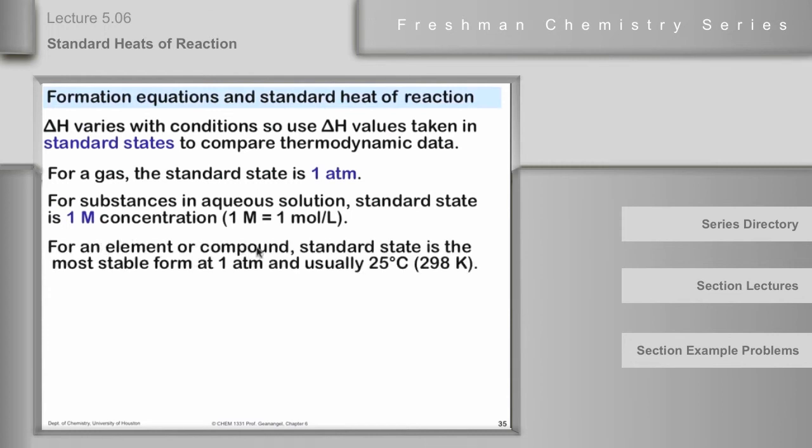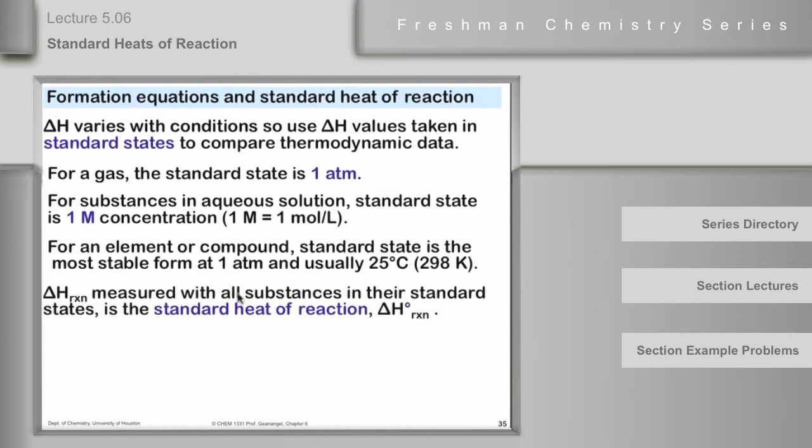For an element or a compound, the standard state is the most stable form of that element at 1 atmosphere, and the temperature is usually 25 degrees or 298 Kelvin. Sometimes there's some other, depending on the compound. If it's an explosive compound that blows up at 25 degrees, you probably would want to study it at a lower temperature. So it may be necessary to have a different temperature. And if you take some physical chemistry later on in your career at the U of H, you'll hear more about that.